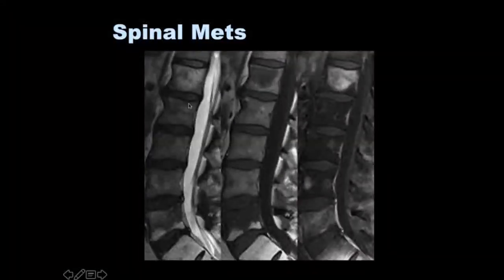On a T2 weighted sequence, it might be a bit difficult to ascertain the diagnosis. So that's why a T1 and a STIR sequence is very helpful in finding out whether this is spinal metastasis or something else.